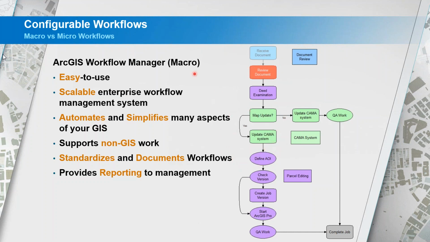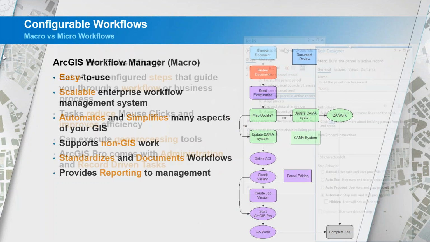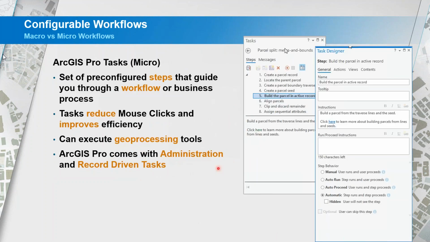When we start thinking about the micro aspect, I'm going to start thinking about what actually happens when I go into ArcGIS Pro. And that's where I switch over and get more granular with what we call the micro workflows. And to do that, we take advantage of something that Pro brings as well, which is tasks. So with ArcGIS Pro tasks, again, these are available out of the box.